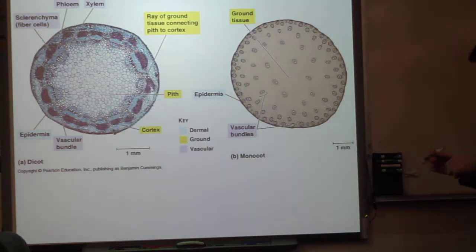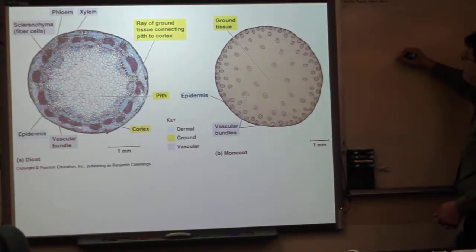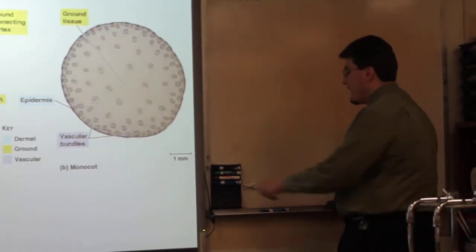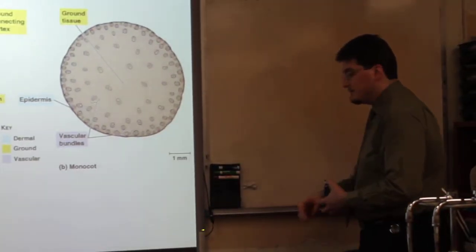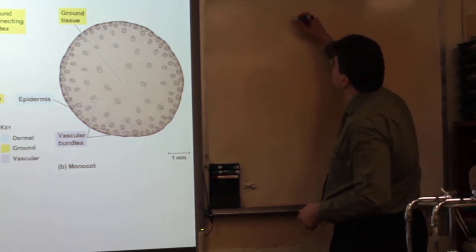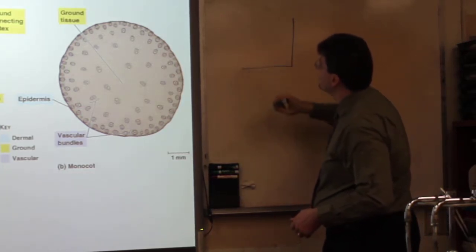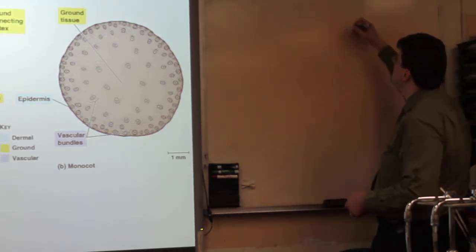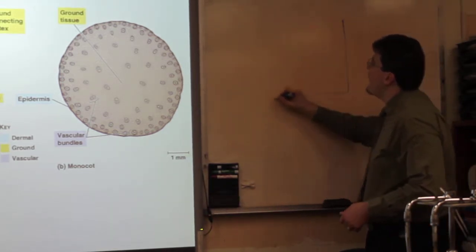So I'm going to draw a simplified version of this because I don't want to draw that many vascular bundles. Or rather, how about this? Let me just draw a wedge of this. That is not a good pen. I'm just going to draw the upper wedge of this. You know what? Let's make that larger for the camera.